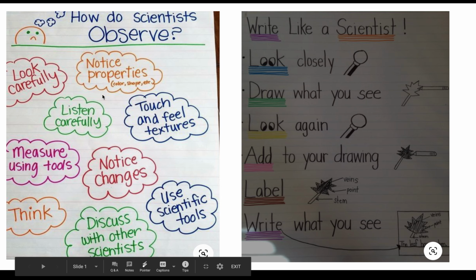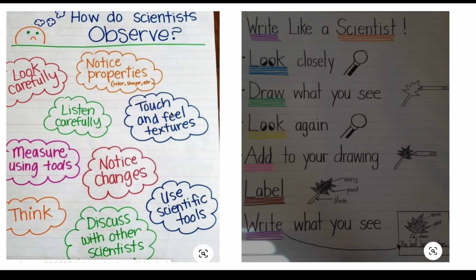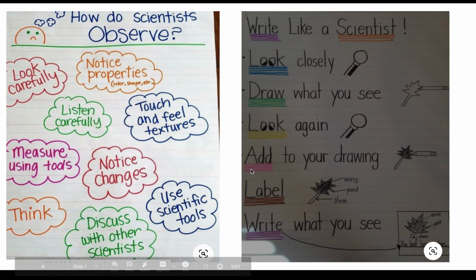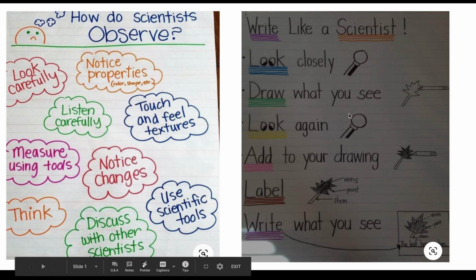We need to listen carefully to the object, touch and feel the textures, measure using tools, notice changes, use scientific tools. Now, we talked about those a little bit last week. Think, and then discuss with other scientists. Now, one way you can discuss with other scientists is by making a scientific drawing.